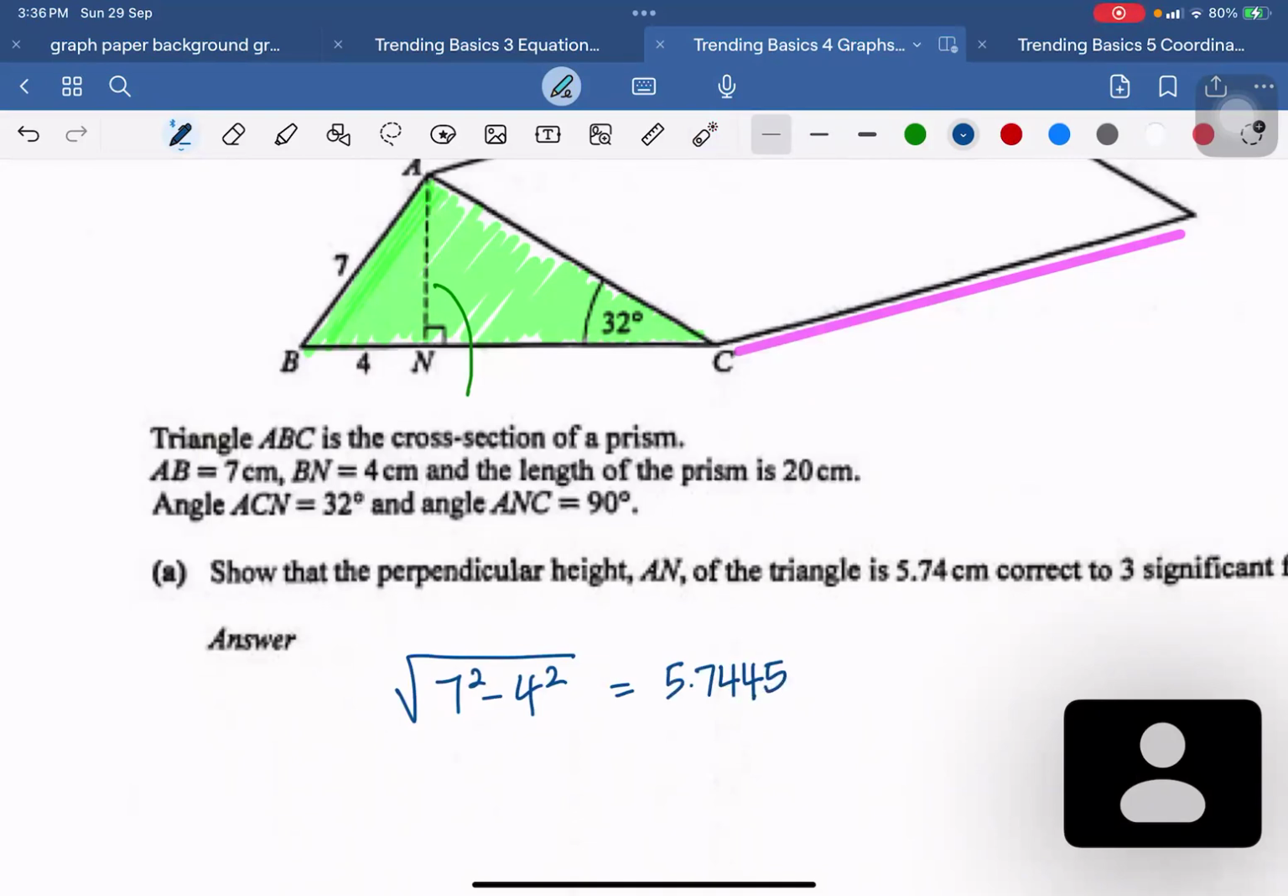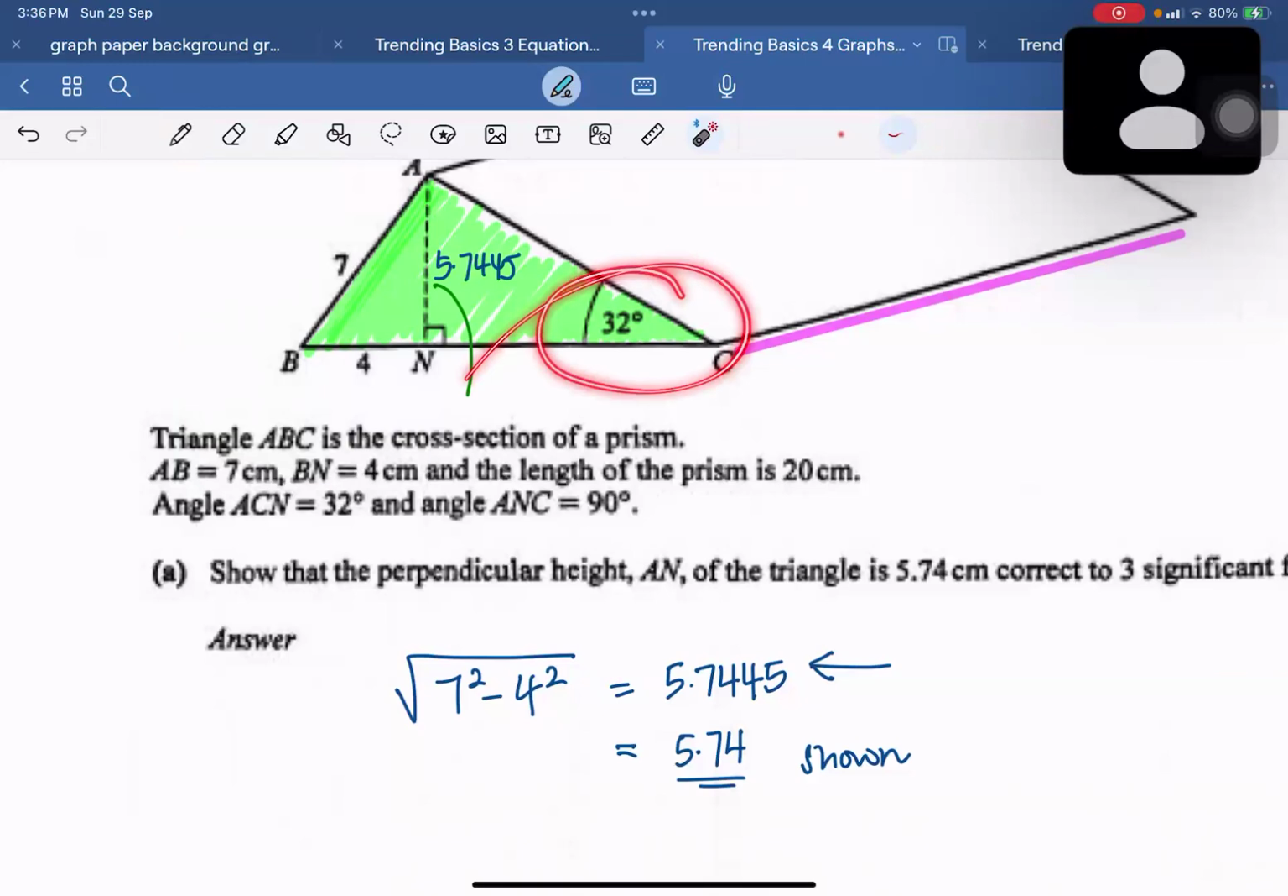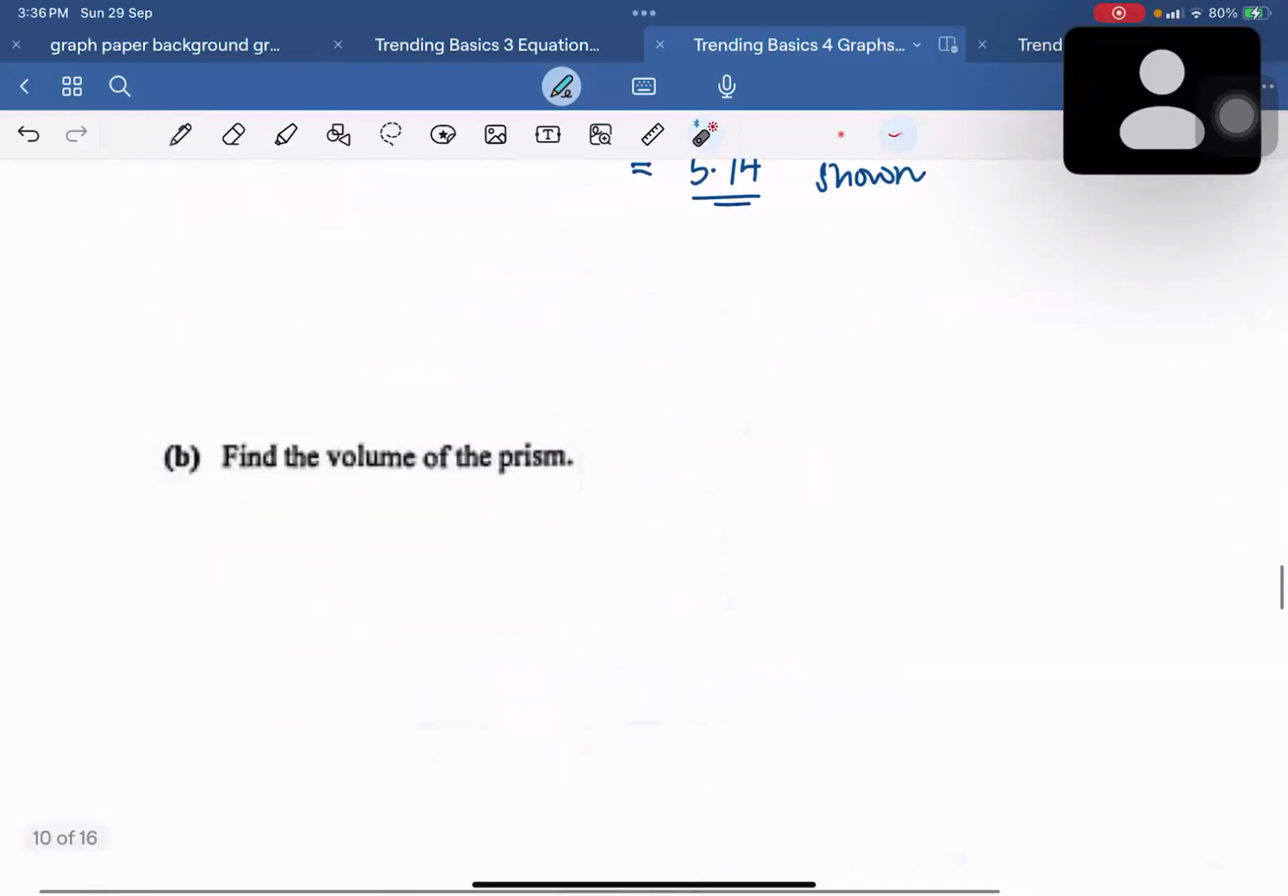Okay, so after that, we round off to 5.74. But remember, when you are doing the working in the next few steps, you use the more accurate number, so I just put 5.7445. You observe the question, they give you this one, right? So surely you need to find another different length on the other side, probably here, or these two sides, I wouldn't know. Next part, the question says find the volume of the prism.